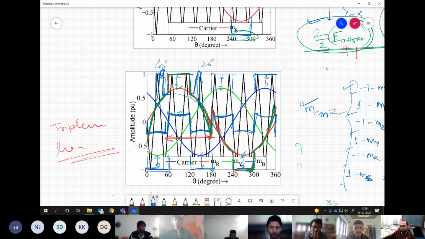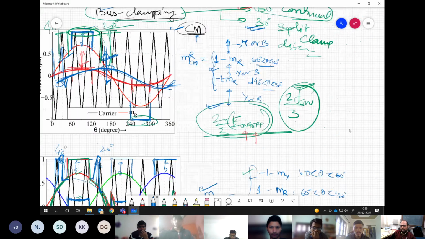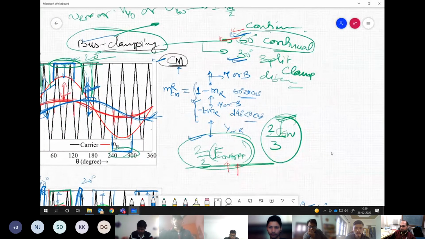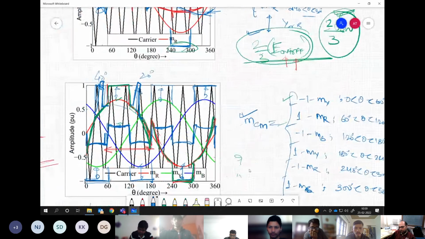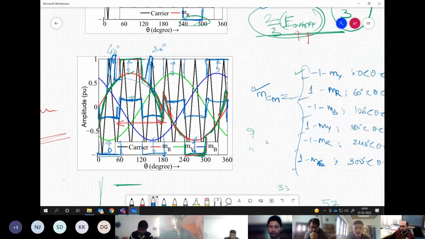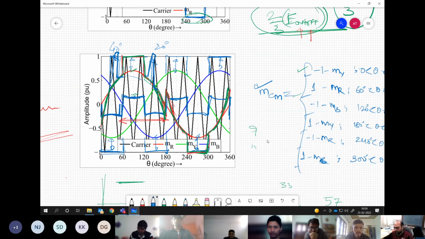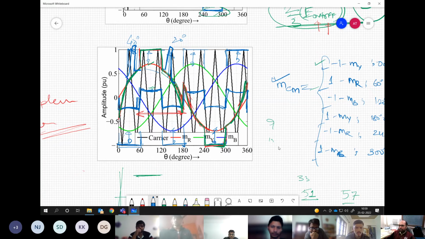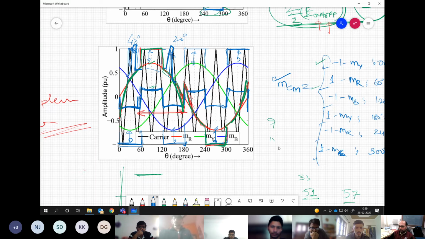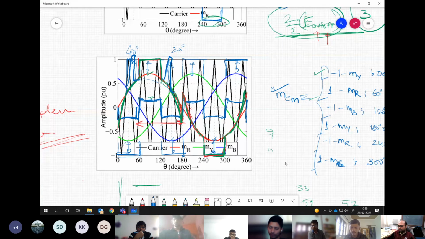So these are different techniques which we have for carrier-based PWMs: bus clamping, third harmonic injection, or normal sine triangle. We can use all these things to make our system better in terms of switching energy losses, DC bus utilization, reducing the current ripple and so on. Up to this will be part of your MTE, and once the MTE gets over, we will start the thorough analysis of space vector PWM.